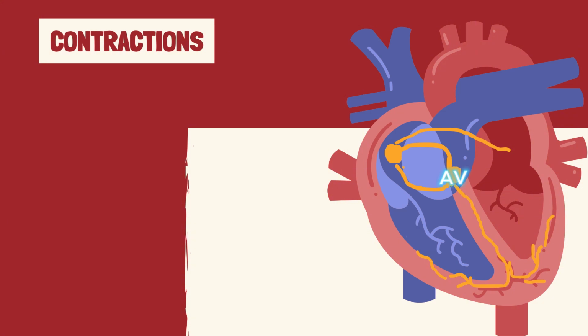The signal from the SA node travels to the AV node. Once at the AV node, the signal slows down and does a little pit stop to let the atriums relax and the valves close. The signal then goes down the bundle of His into the Purkinje fibers, causing the ventricle chambers to contract, pushing both deoxygenated and oxygenated blood out through both the pulmonary valve and aortic valve into the pulmonary artery and aortic artery, where the blood travels to the lungs and/or the body.